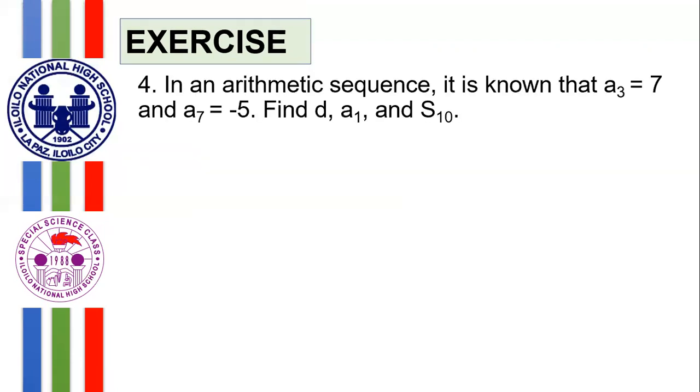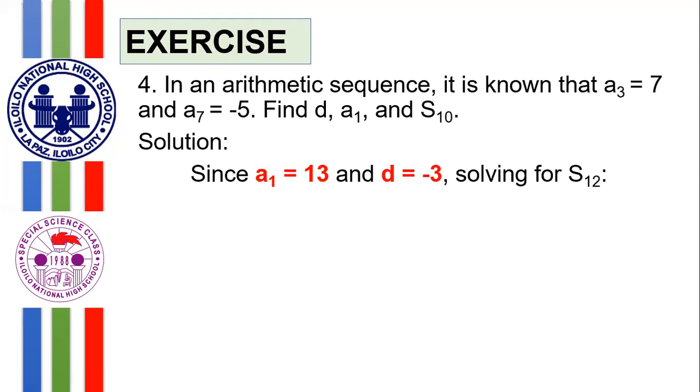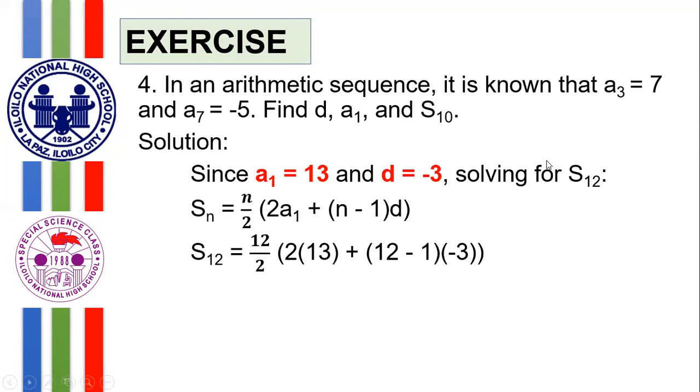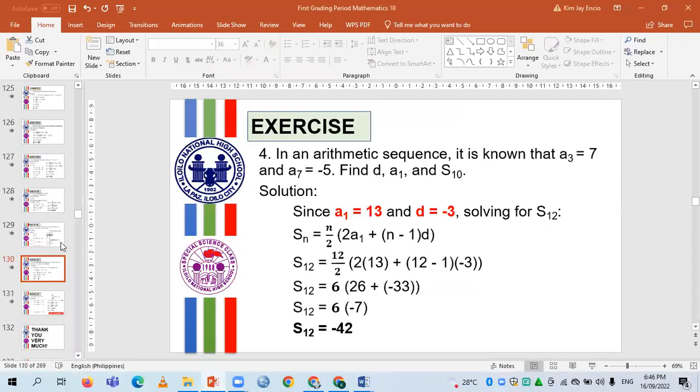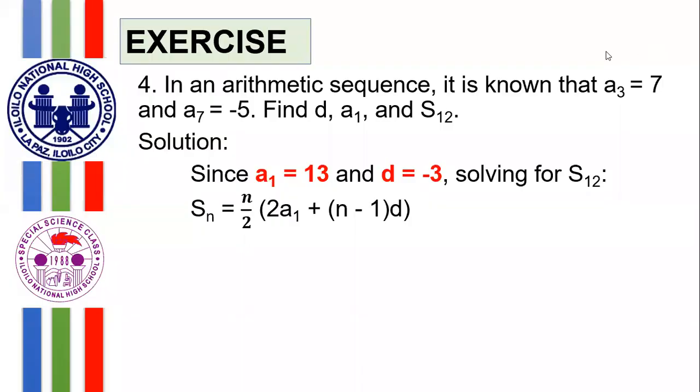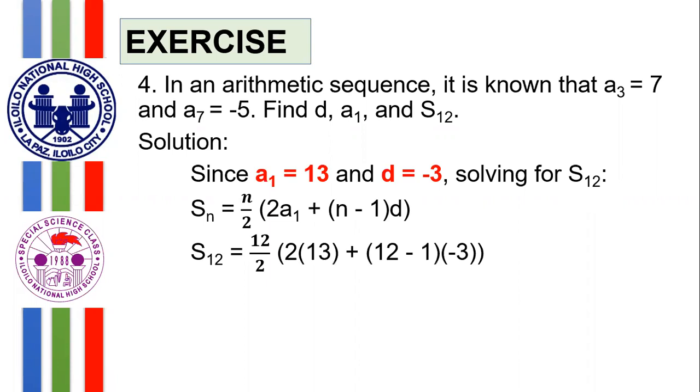So now we can solve for the value of s sub 12, knowing that we have your a sub 1 and your common difference. I have to use the longer version of the formula, the one using d, because it's known. Replacing all n's by 12, you will have s sub 12 equals 12 over 2 times 2 times 13 plus 12 minus 1 times -3.